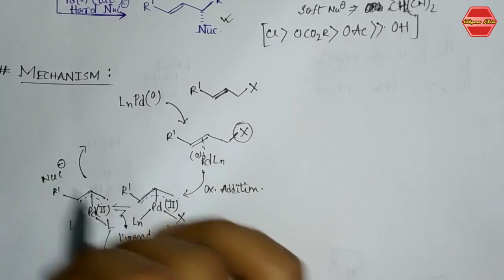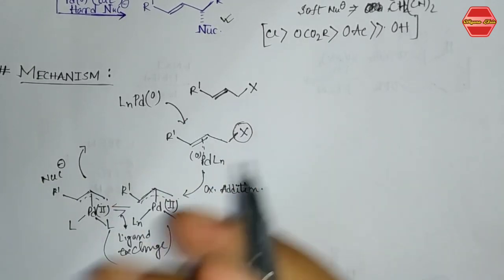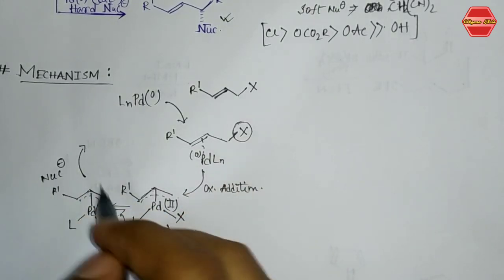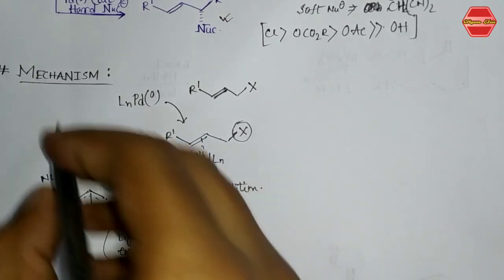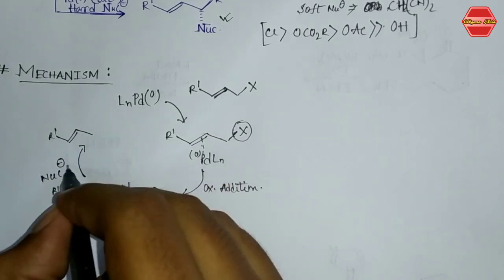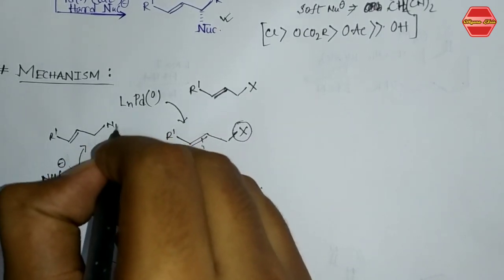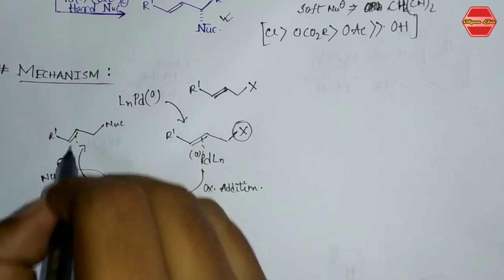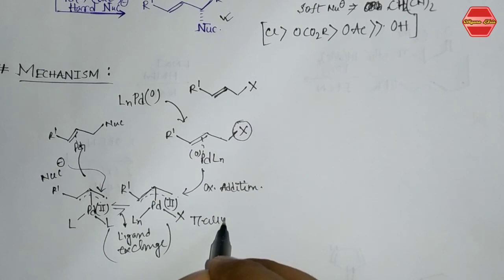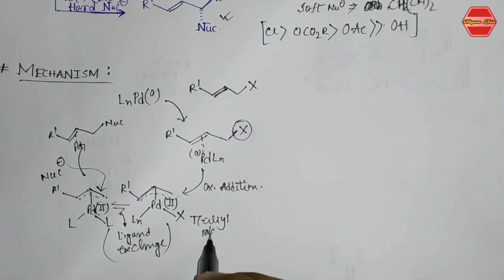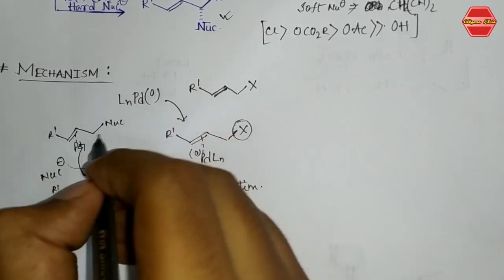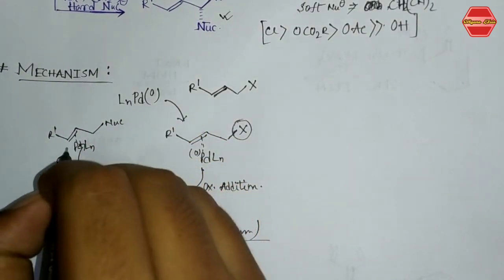And why will this nucleophile attack over here? It is regiospecific, because this position is quite hindered and this one is quite free. So that is why the nucleophile will attack over here, not over here. So finally we get this R1, this bond, and the nucleophile attacks over here. So we get this Nu over here, and now this palladium is also attached with this compound. So this is your pi allyl palladium complex, and this palladium is now attached with this palladium 0 Ln.